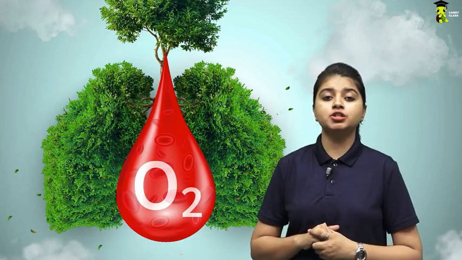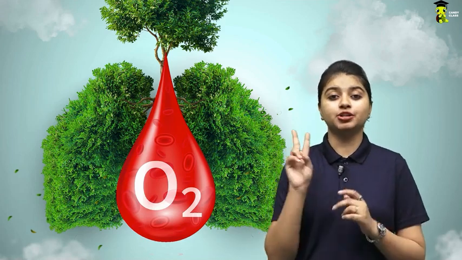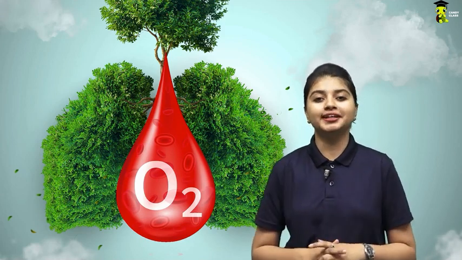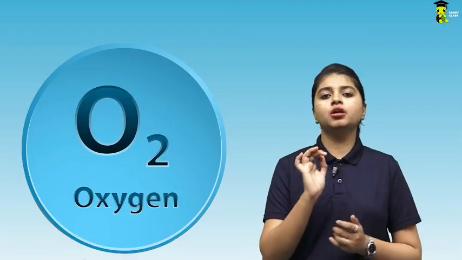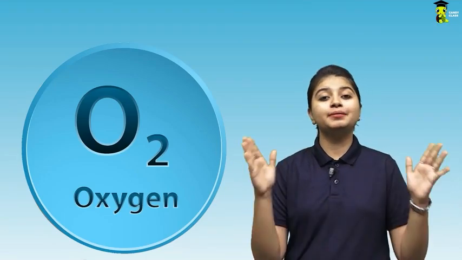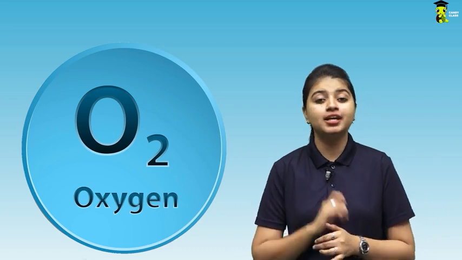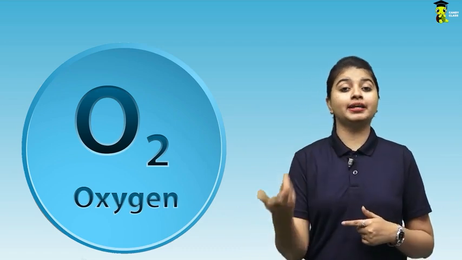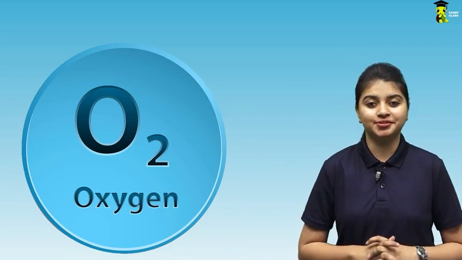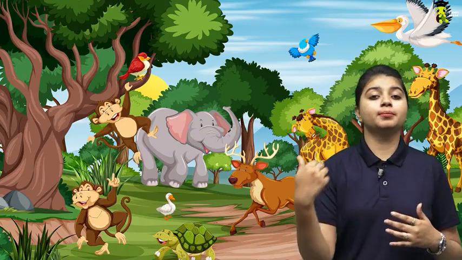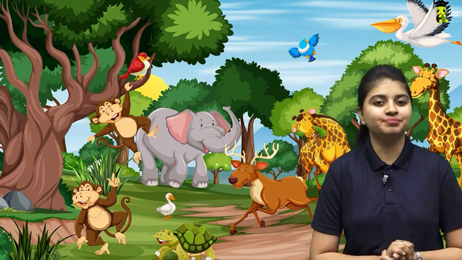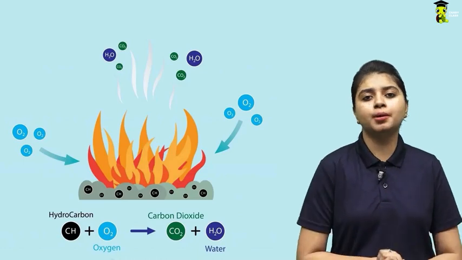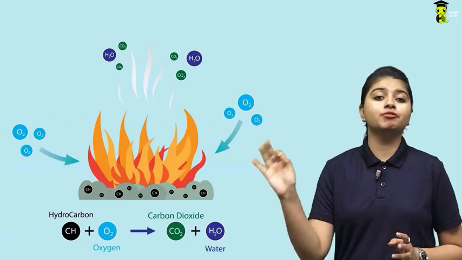Moving ahead, the second major component of air is oxygen, right? We have 21% oxygen in our atmosphere. Now, you all know that oxygen is necessary for many different events. If you are respiring, if we are all able to survive, we need this oxygen. Not only us, but plants, animals, and all living organisms need this oxygen.